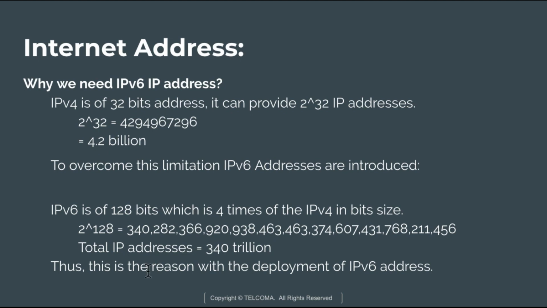As you can see, IPv4 is a 32-bit address. It provides 2 raised to the power 32 IP addresses, which means about 4.2 billion addresses. To overcome this limitation, IPv6 addresses were introduced. IPv6 addresses are 128-bit, which is 4 times the IPv4 length. So 2 raised to the power 128 yields about 340 trillion trillion trillion addresses in total. This is the reason for the deployment of IPv6 addresses. This many addresses are enough to meet the demand of devices in the future.